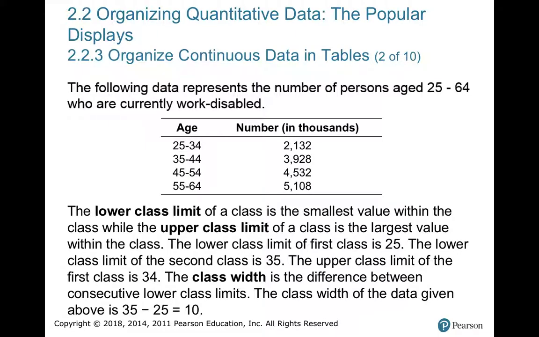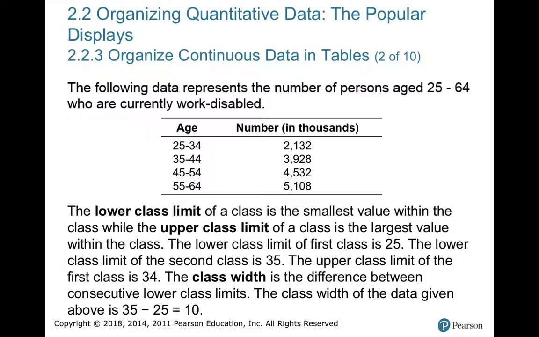So the following data represent the number of persons aged 25 to 64 who are currently work disabled. So this has already been classed up. This is not the raw data. This data has already been put into classes, and the classes are those age groups. So 25 to 34, 35 to 44, 45 to 54, and 55 to 64. The lower class limit is the smallest number in there, and the upper class limit is the largest. So in that first one, the lower is 25, and the upper is 34.